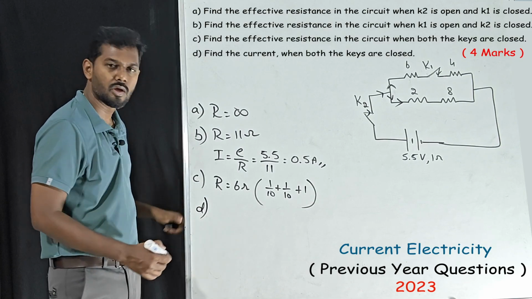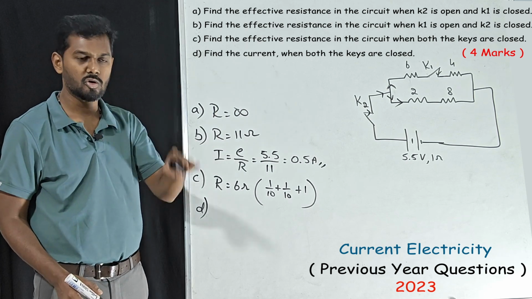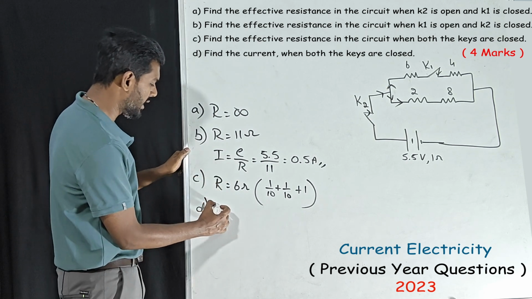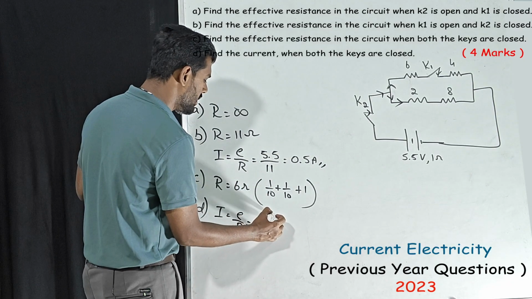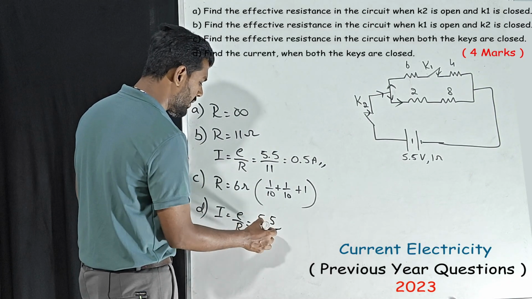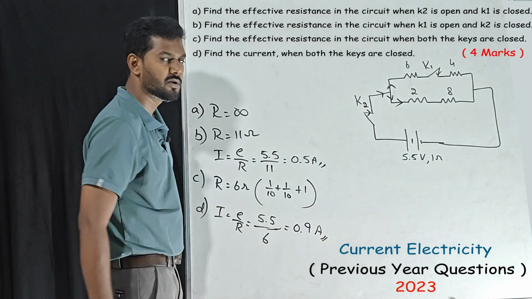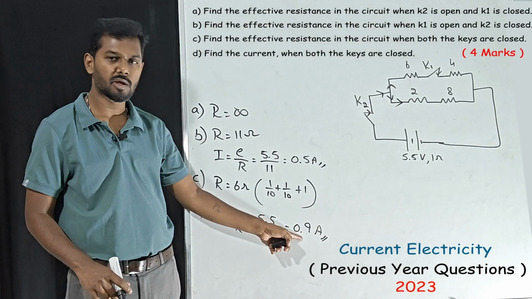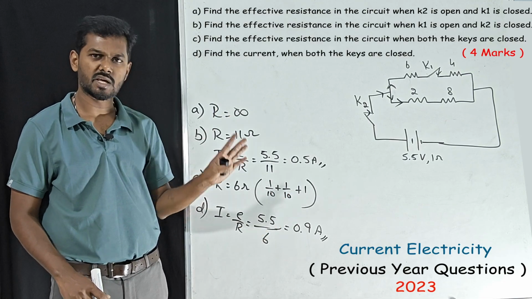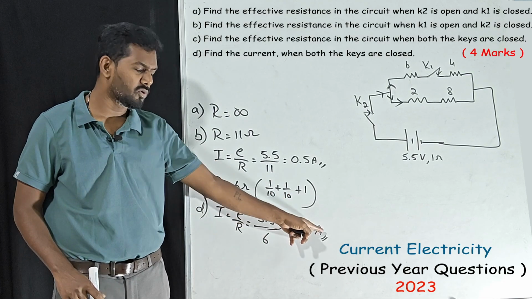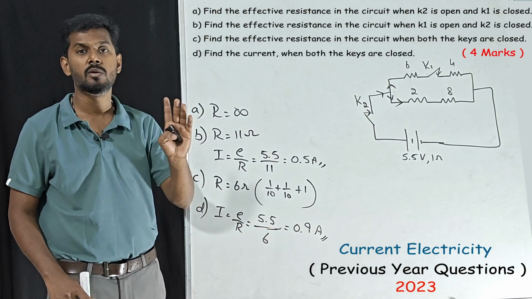Now last one. So find the current when both the keys are closed. So for both the keys are closed, I is equal to E by R. E again remains the same, that is 5.5, then divided by 6, it is almost 0.9 amperes. That's it. After the decimal point, try to get the first digit correctly. Two digits are enough, two places after the decimal point are enough to get the full marks. In that, the first digit has to be proper.